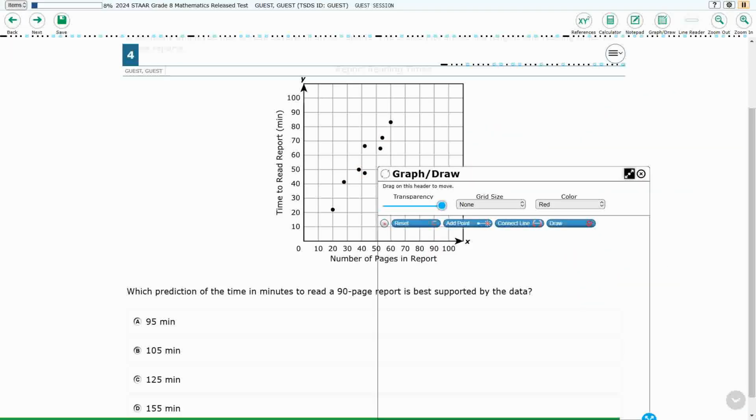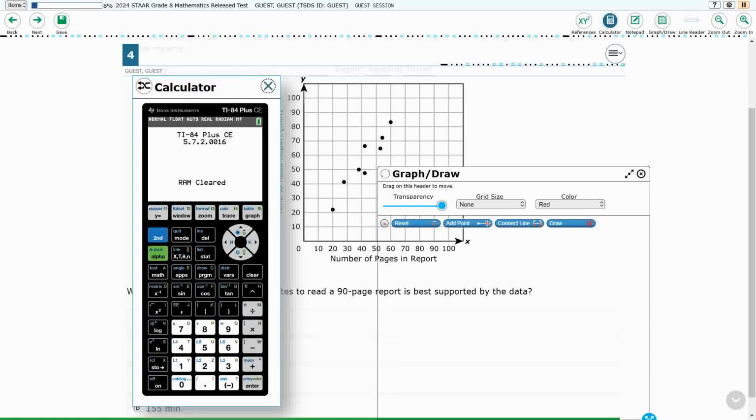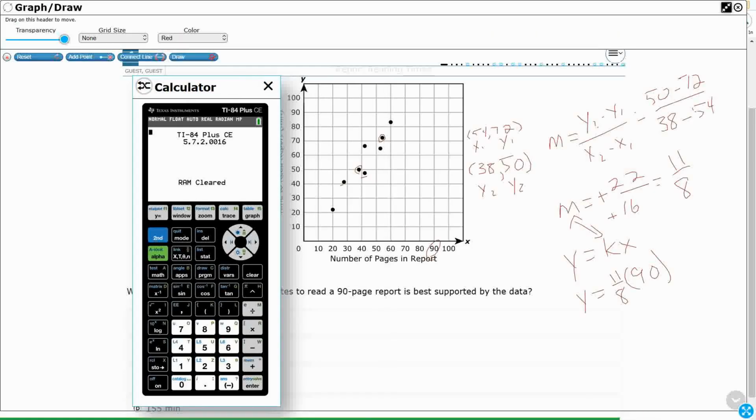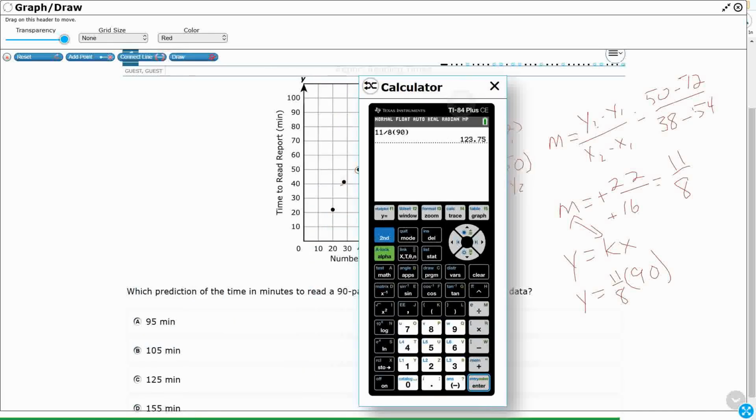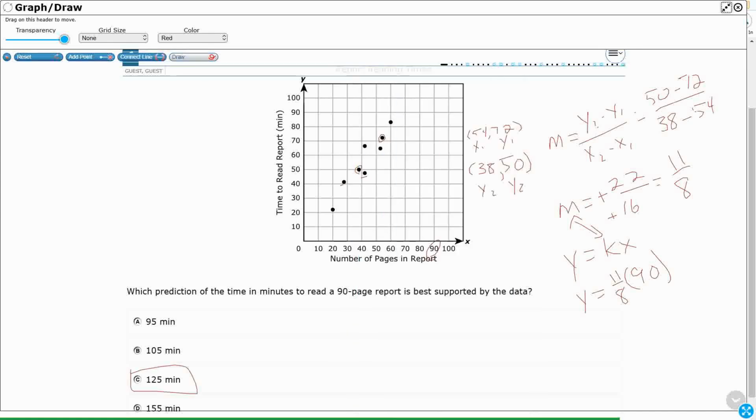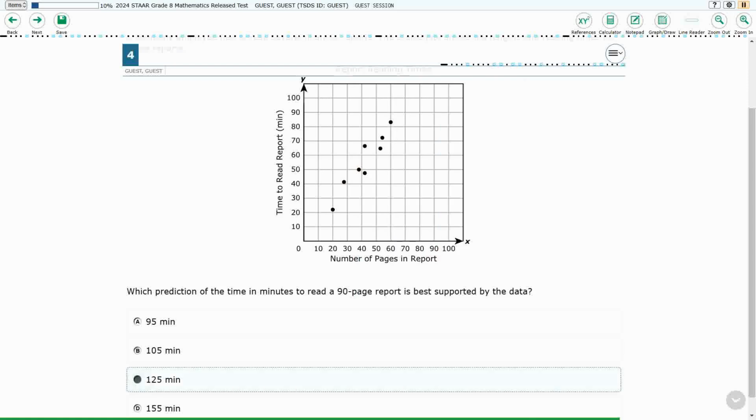All right, so I can bring out my calculator here, and I can multiply that 11/8 by 90, and look what I get, 123.75, and that gets us really close to that 125. So that is going to be our best way. There's a few different ways to solve that. Once you get off the graph, it is good to kind of calculate it. So that is our answer of C.